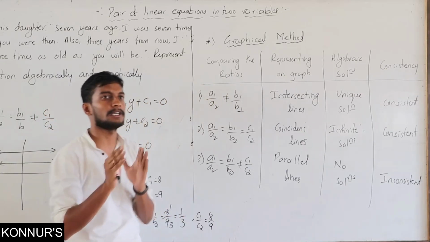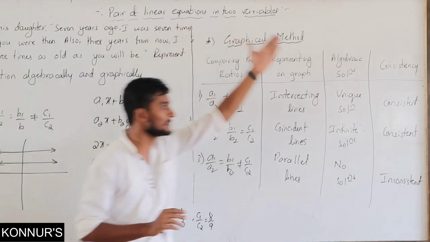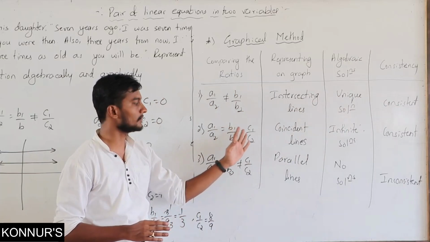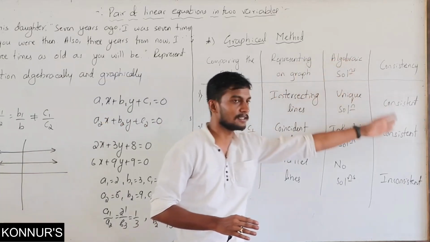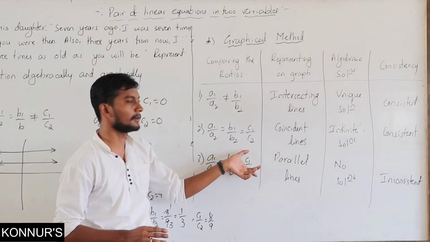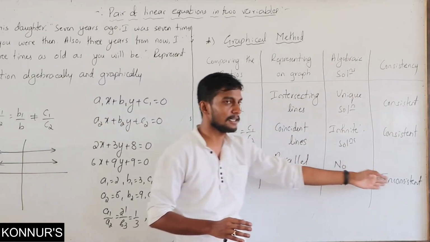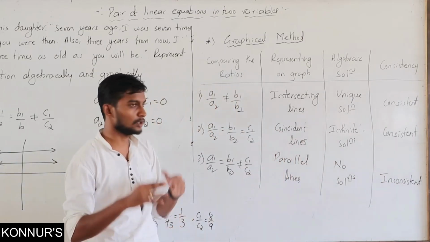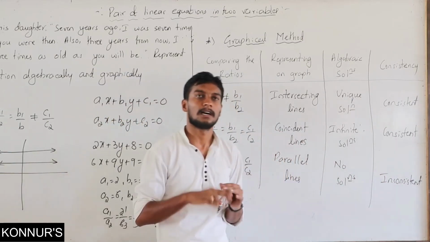If A1 by A2 is not equal to B1 by B2, the consistency is what? It is a consistent pair. If A1 by A2 is equal to B1 by B2 is equal to C1 by C2, the consistency is a consistent pair again. And if A1 by A2 is equal to B1 by B2 is not equal to C1 by C2, it is an inconsistent pair.